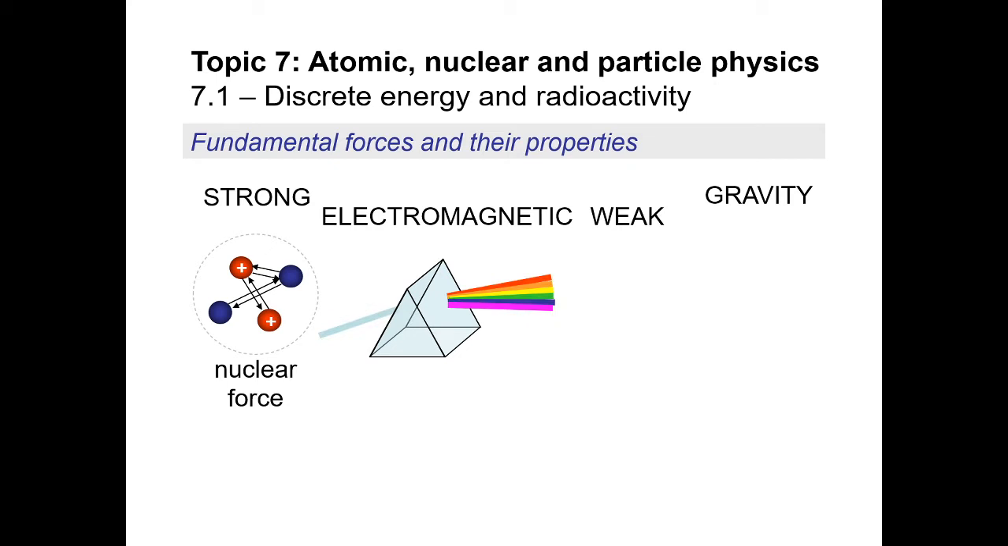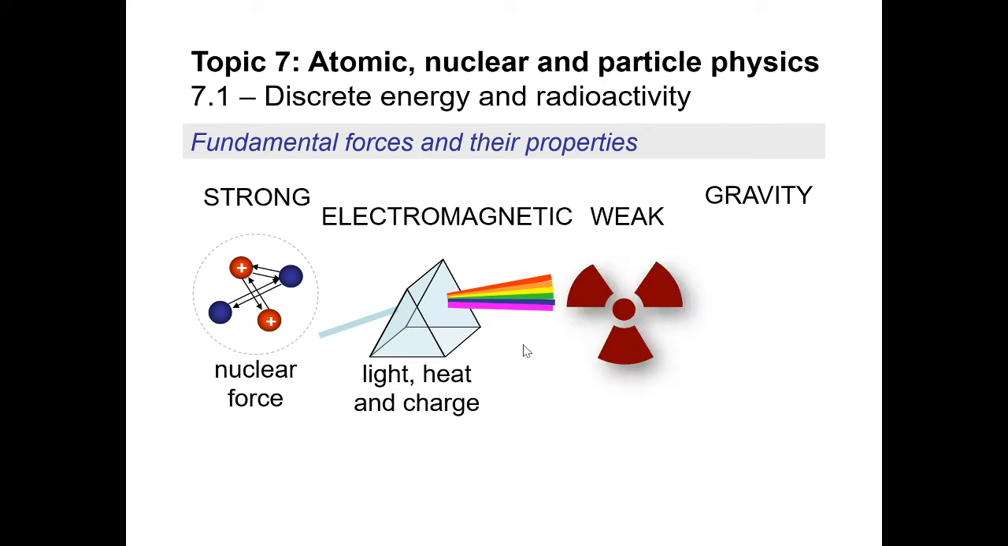Electromagnetic force. Now, electromagnetic usually is used to refer to radiation, okay, which is light, either visible light or ultraviolet or microwave, infrared, X-ray, gamma. There's so many types of radiation. Okay, but electromagnetic falls under the guise of light, heat, and charge.